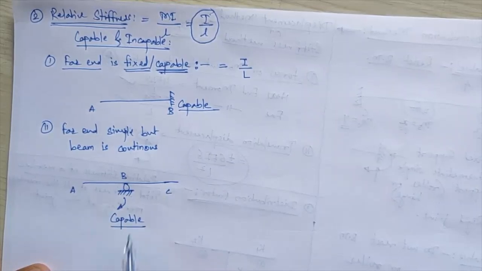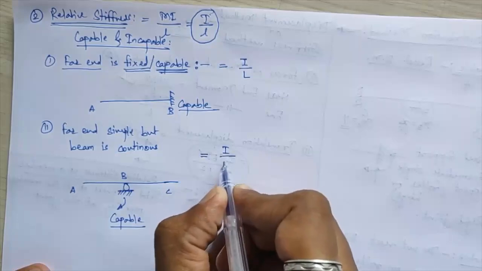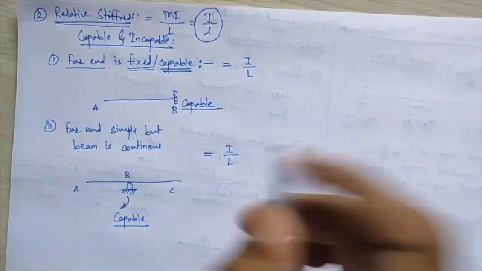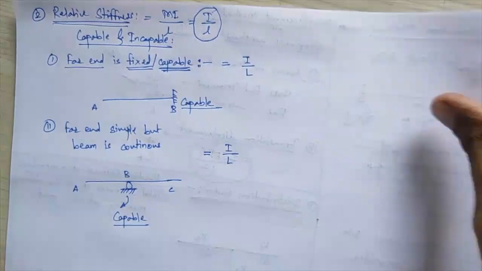Okay, so again for this type of condition, this value will remain the same, that is equal to I by L. That means simply you can say for a capable support your relative stiffness value is equal to I by L.